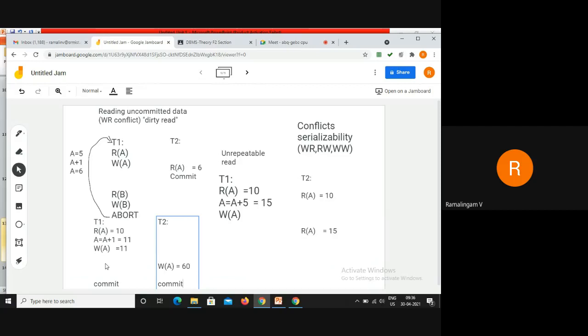In the concurrency mechanism, three main problems arise: write-read conflict, read-write conflict, and write-write conflict. The first one is the lost updates. The second one is the uncommitted data. The third one is the inconsistent retrieval.